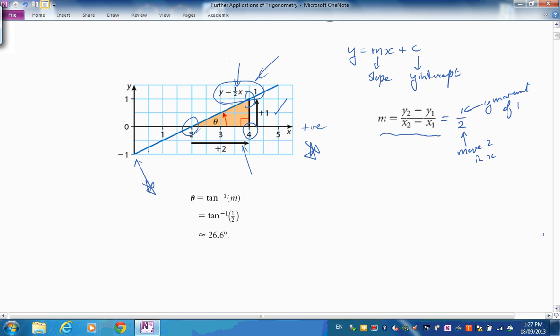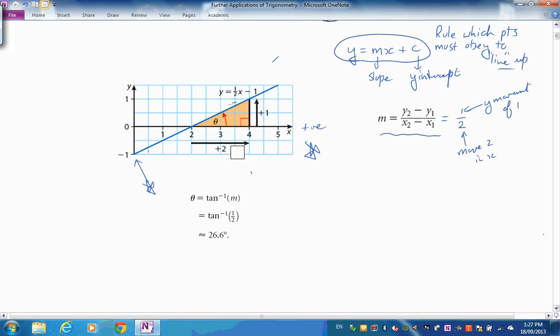So just remembering the equation up here of a line is the rule which the points must obey to form that line. Okay, to line up if you want. Line up, so you get linear functions that plot as straight lines. Okay, so there's a lot of interesting things there, but what are we interested in really? Hang on, let's tidy this up. What we're interested in is this angle that any straight line makes with the positive direction of the x-axis. So we're talking about that angle, not this obtuse angle.